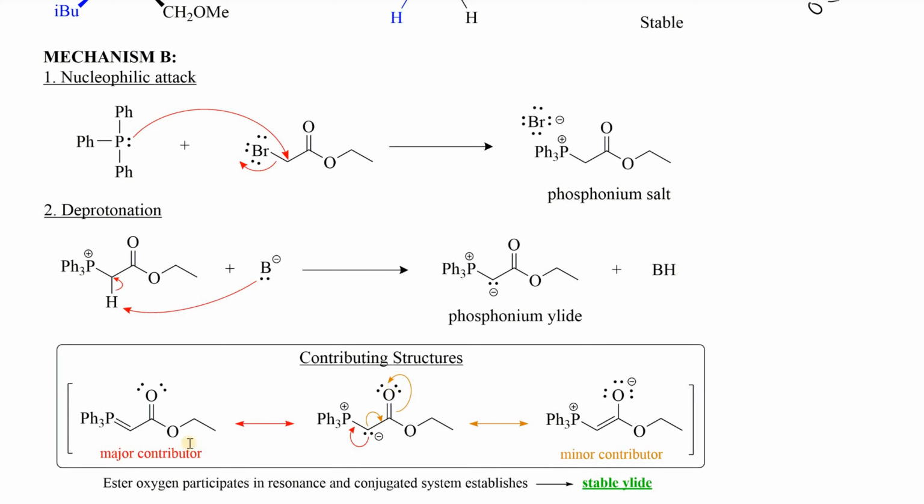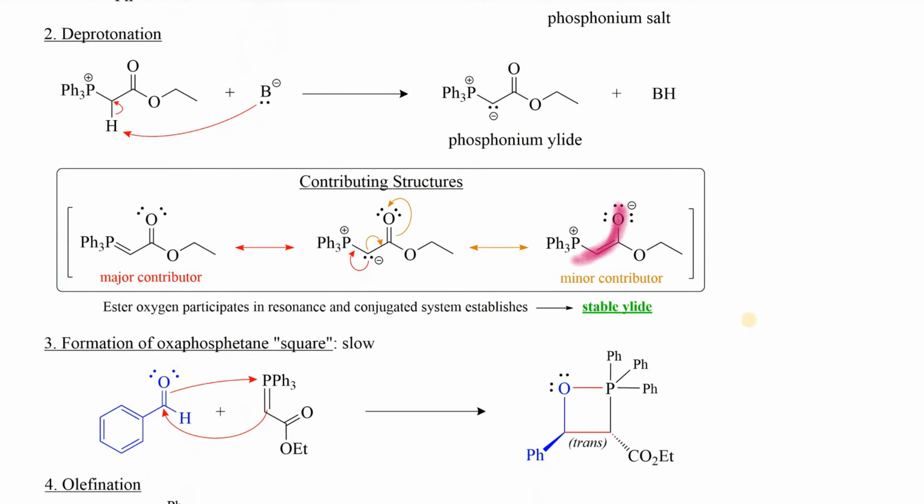However, the major contributor is where we have no charge, and that happens when this lone pair moves towards the left and establishes a charge-less structure. But really, the story of stabilization is explained by this minor contributor, which is telling us that this negative charge can be dispersed all the way up to this ester oxygen right here. This negative charge is not concentrated on this carbon alone, and instead can be spread over a larger area, which confers more stability.